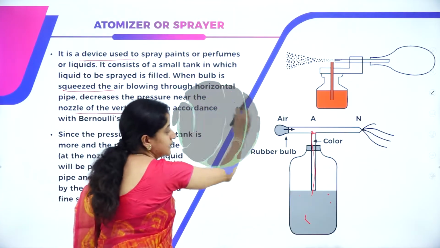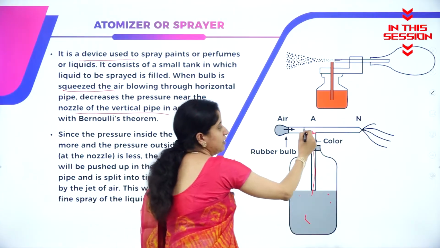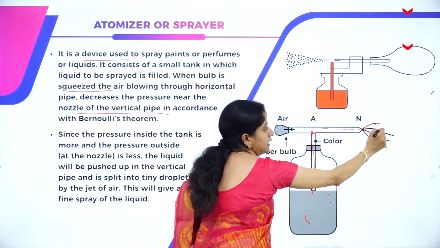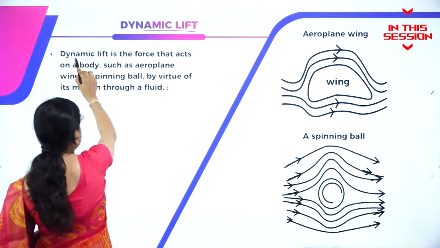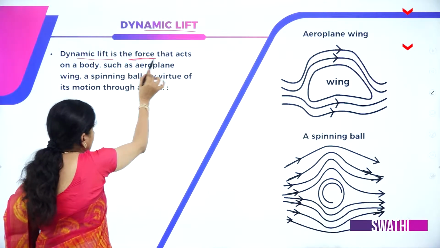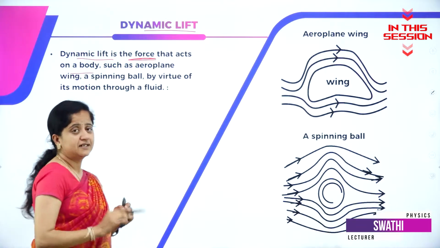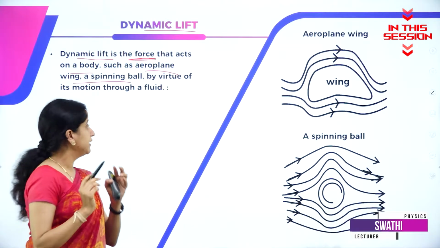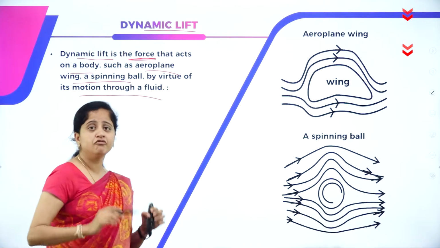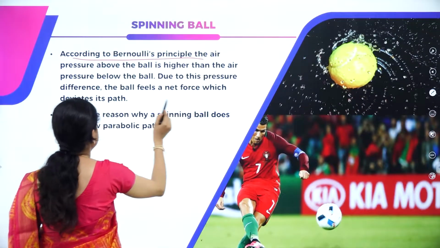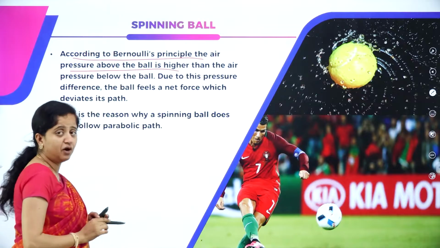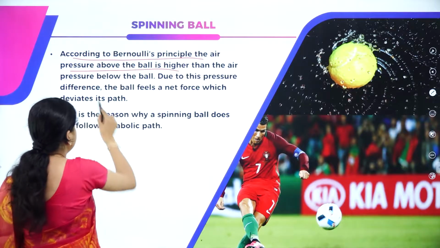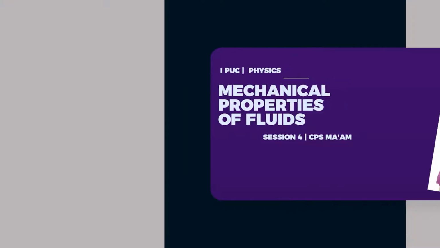So when the bulb is released, the liquid which is present in the horizontal pipe will come out as fine droplets. Dynamic lift is nothing but the force that acts on a body such as aeroplane wings and a spinning ball by virtue of its motion through a fluid. According to Bernoulli's principle, the air pressure above the ball is higher than the air pressure below the ball.